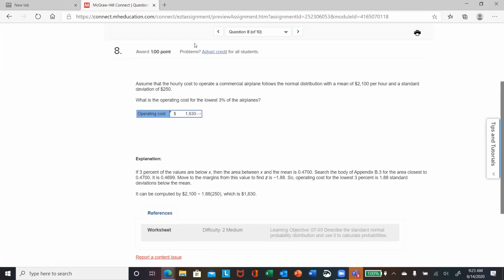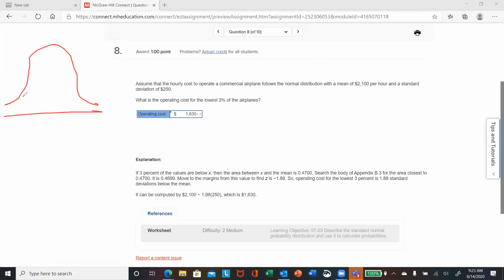This is going to be the same type of problem. Let me map this one out. They want the lowest 3%. So essentially, here's my curve. They want the lowest 3%. And if I know mu is 2100 and sigma is 250, they want the operating cost for the lowest 3%. So find the z value at 3%. So we know that the area to the right of 3% has to be what? Has to be 97%, just to kind of show you where they're going to get that.